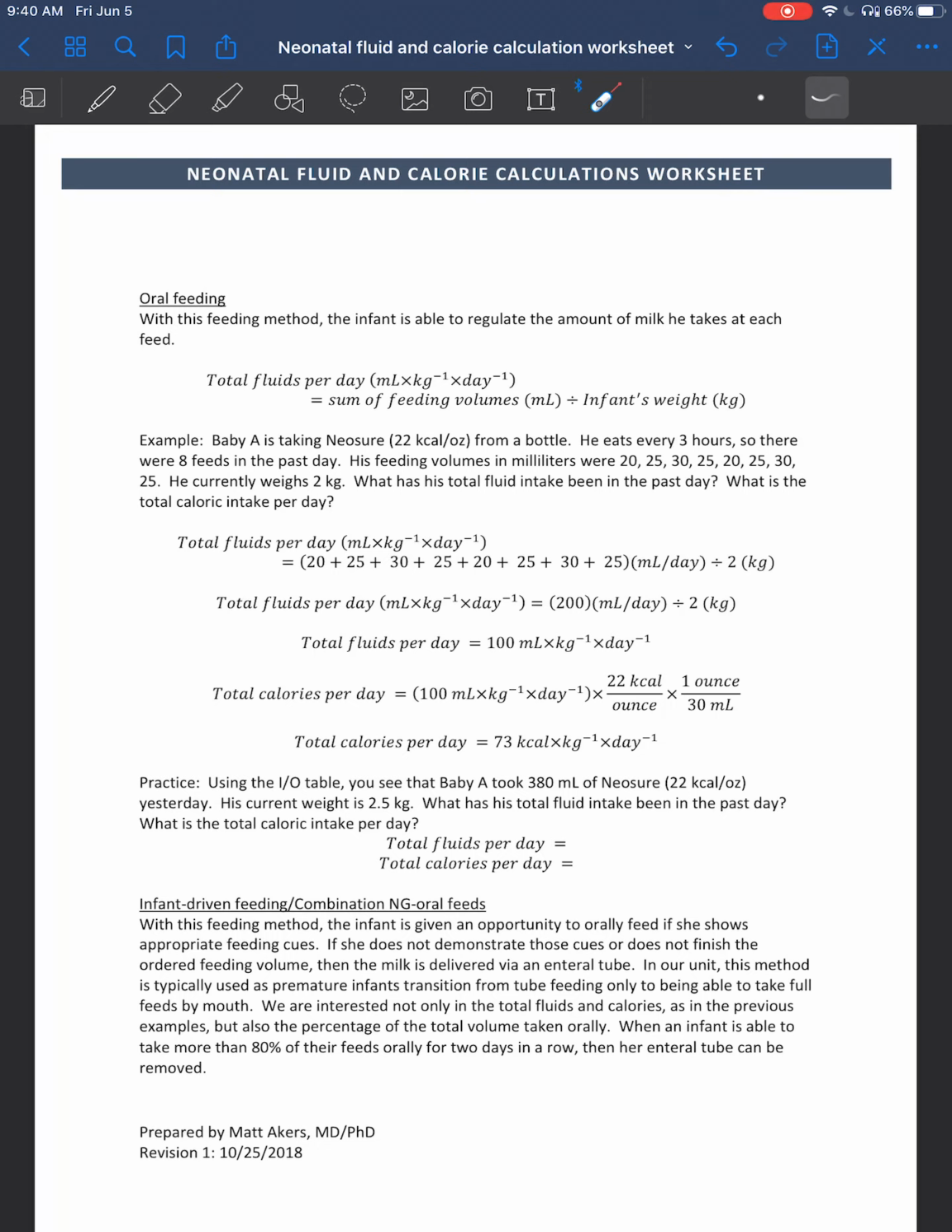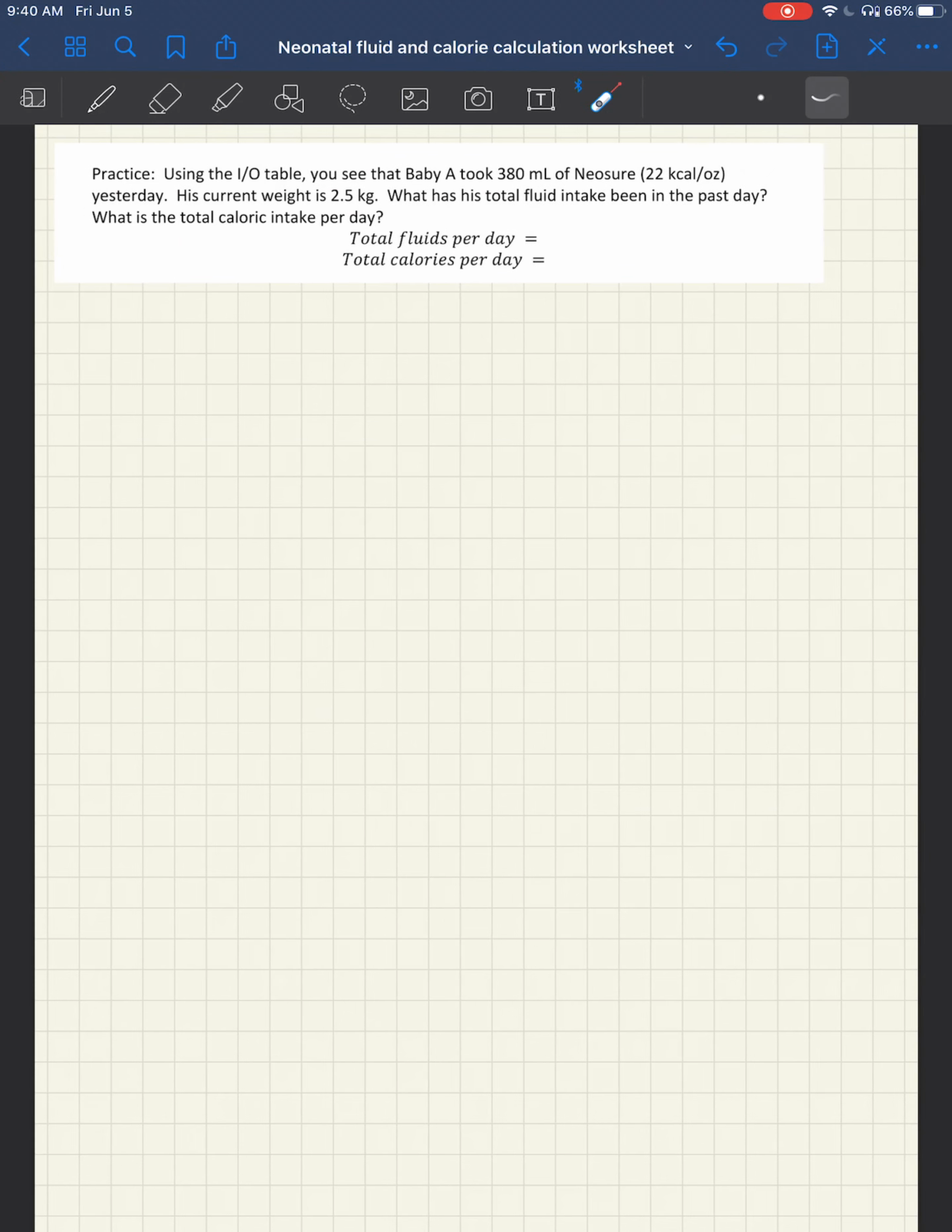To find the total fluids, we simply add all 8 feeds that he had during the day, and then divide by his current weight. When we do that, the total fluids per day come out to 100 milliliters per kilogram per day. Again, to get to the calories, we take the total fluids per kilogram per day, multiply it by the caloric density and the conversion factor needed to get to kcals per kilogram per day. Here, the baby receives 73 kcals per kilogram per day. We'll move on to a practice problem.